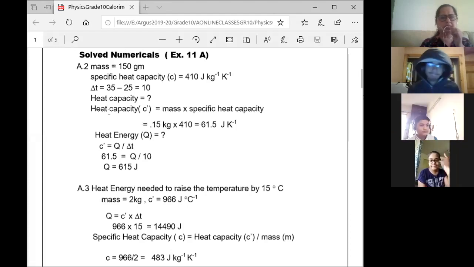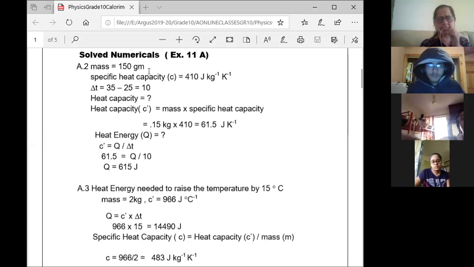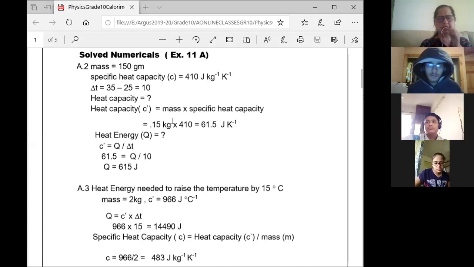Now see the relationship between heat capacity and specific heat capacity. C dash equals M into C. When I had discussed in the PowerPoint, I had given you this. Remember this: heat capacity C dash is equal to mass multiplied by specific heat capacity. The mass is 150 gram. Please convert to kg. Always convert grams to kg. We have to talk in SI units. So 0.15 multiplied by 410. 410 is the specific heat.